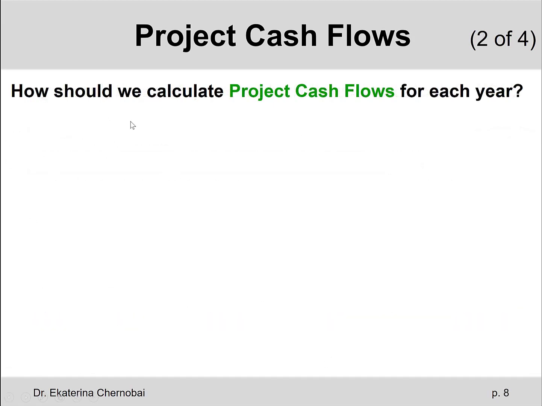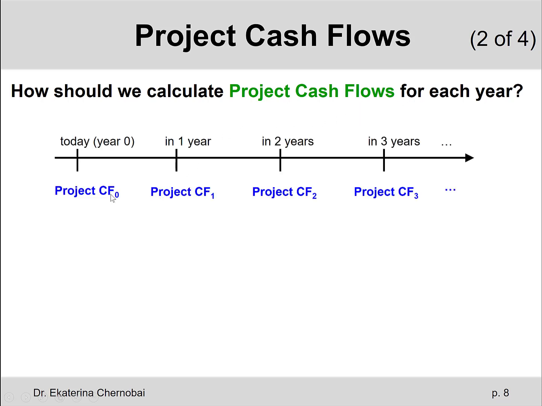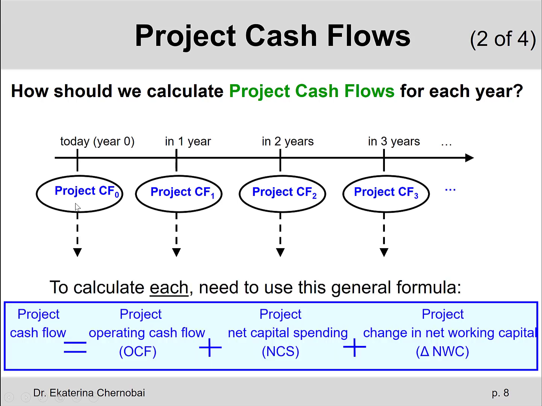So, how should we calculate project cash flows for each year? In general, to calculate project cash flow in year 0, project cash flow in year 1, project cash flow in year 2, and so on, we need to use this general formula. To find project cash flow, we need to sum up 3 things: project operating cash flow, OCF, project net capital spending, NCS, and project change in net working capital, change in NWC.